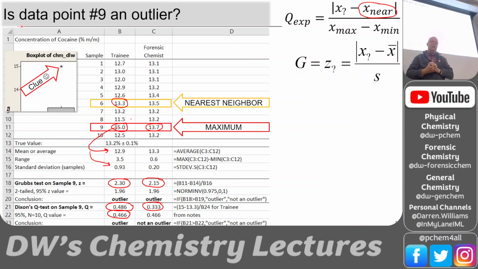Yeah. Good question. So here we're being conservative for the forensic chemist because, again, the Grubbs test says it's an outlier. The Dixon's Q test says it's not. And so we're going to keep it. We're going to fail to reject that null hypothesis that it's not an outlier. So we'll fail to reject that. But on the 15 data point, that's clearly an outlier with both tests. So we'll throw it out.